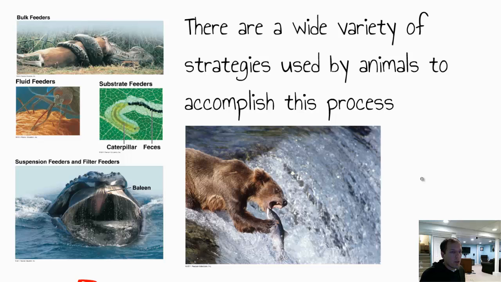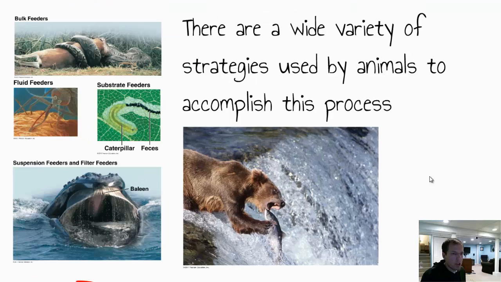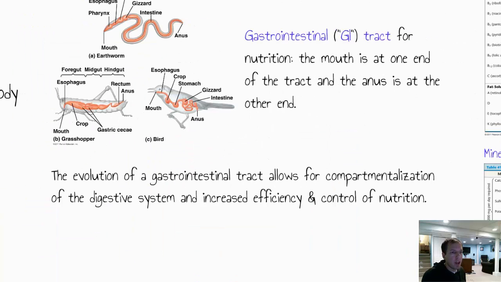Now, within animals, there's a pretty wide variety of ways in which this is going to be accomplished. So we have bulk feeders, like the big snake here. We've got fluid feeders like mosquitoes, substrate feeders, you see the caterpillar eating through the leaf. We have filter feeders like the baleen whale, and obviously meat eaters like the bear. So a lot of ways it happens, but no matter what, once it gets into the body, the process is going to be fairly similar and follows those steps.